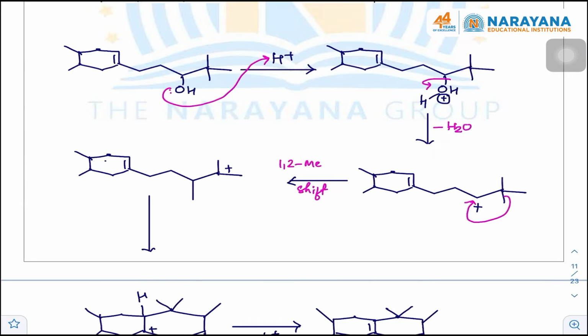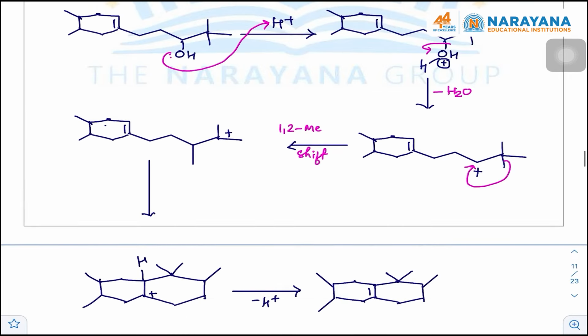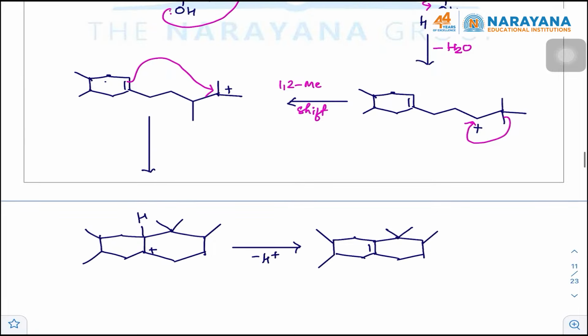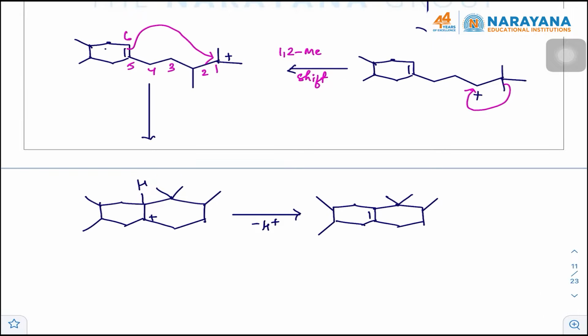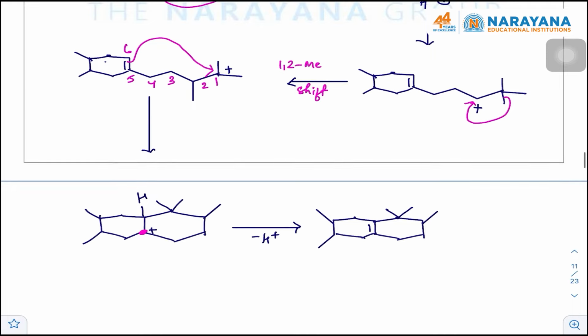to form a tertiary carbocation. Now this tertiary carbocation formed will undergo intramolecular attack by this pi electron cloud, forming a six membered ring, and this carbon will have the positive charge. Now this carbocation intermediate formed will lose the H plus from the adjacent carbon, forming the double bond between the carbon.